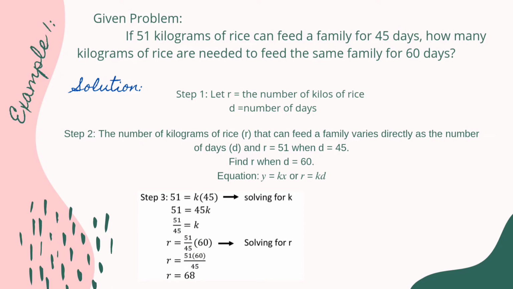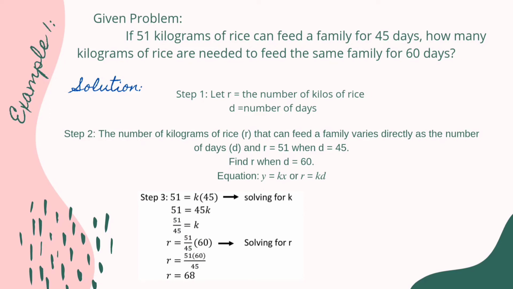So, ang magiging mathematical equation natin is R equals 51 over 45, which is the constant of variation, times the value of D, or the number of days. Since ang pinapahanap sa atin, ano daw ang value ni R, or ilang kilos daw ng bigas ang kakailanganin sa loob ng 60 days, meron tayong R equals, substitute the value of the constant of variation, which is 51 over 45. Kaya meron tayo dyang R equals 51 over 45.